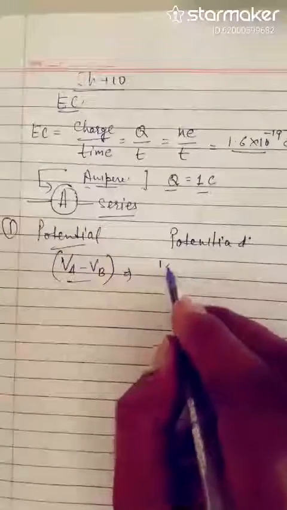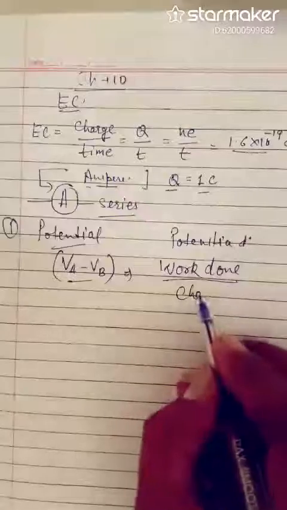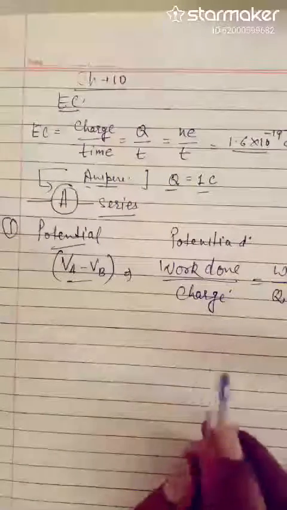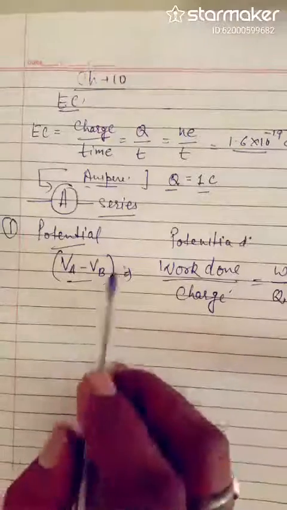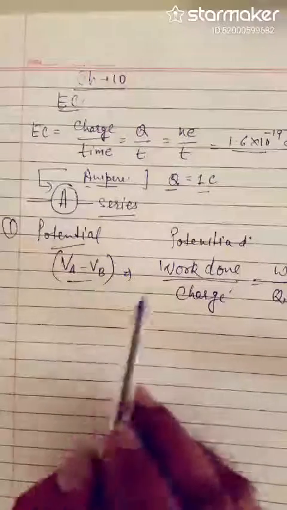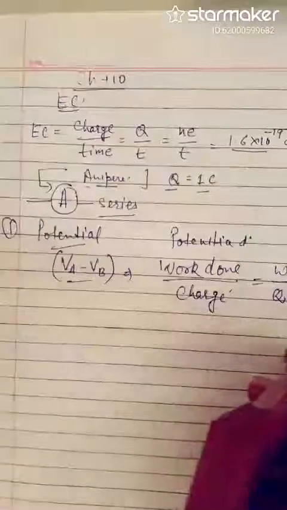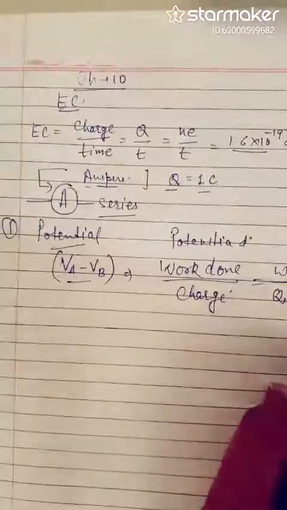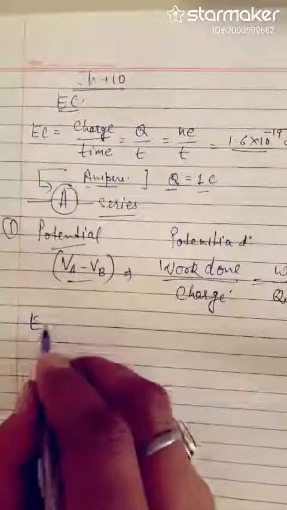That means work done upon charge. So we can say W upon Q, the ratio of work done upon charge, is also known as potential difference, that is VA minus VB, and the unit is joule upon coulomb, and joule upon coulomb is volt. So what is electric potential?